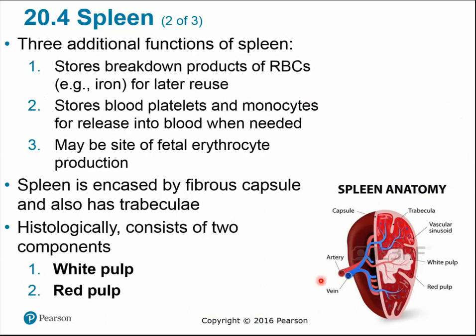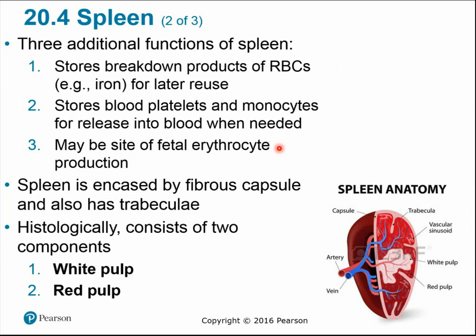Some additional functions of the spleen, not necessarily related to its role in the lymphatic system, but we did talk about it a little bit in the blood chapter. Again, it's going to store those recycled, broken down products of red blood cells for later reuse, things like the iron from the hemoglobin we can recycle and reuse. It can store platelets and monocytes for release into the blood as needed. And it may serve as the site of fetal erythrocyte production.